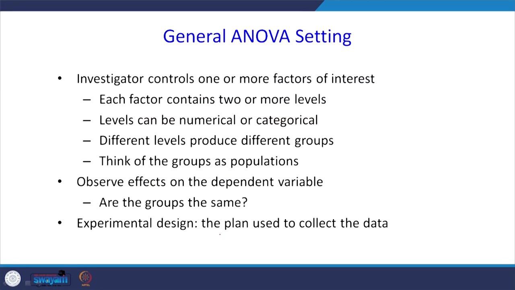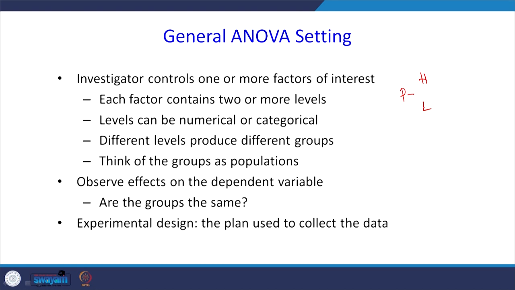What is the general ANOVA setting? The investigator controls one or more factors of interest. In our previous example, the teaching methodology is the factor. Each factor contains 2 or more levels. Suppose pressure is one parameter, maybe high or low, that is the level. So high is one level, low is another level.